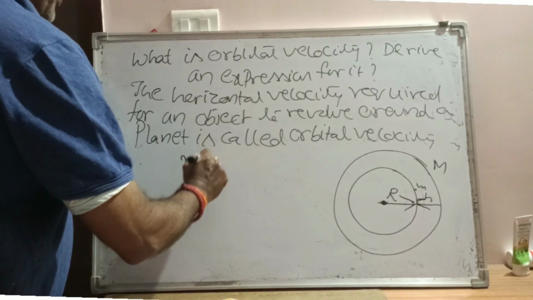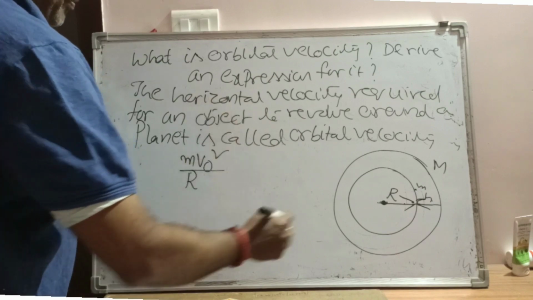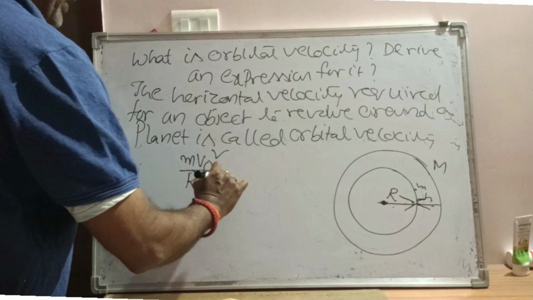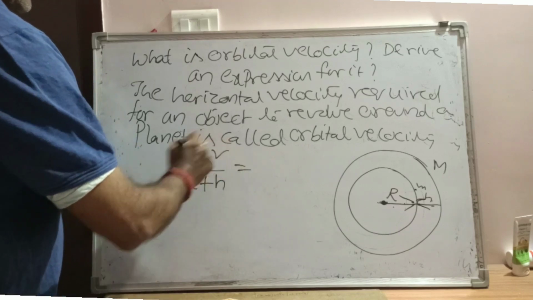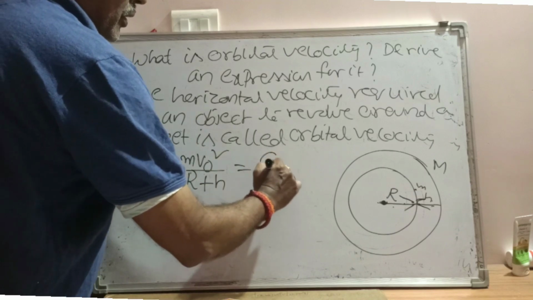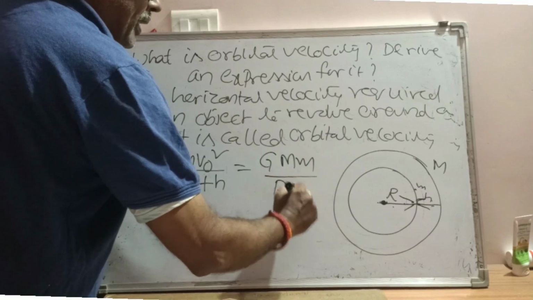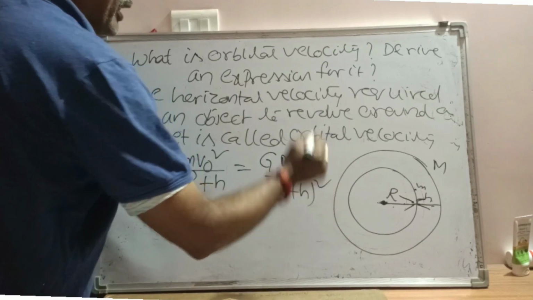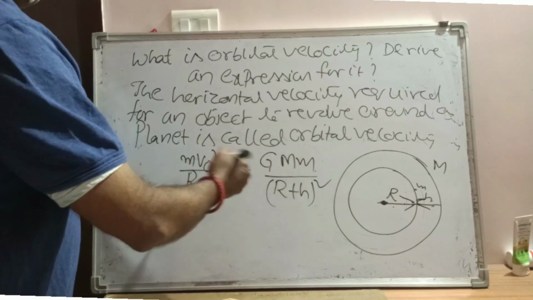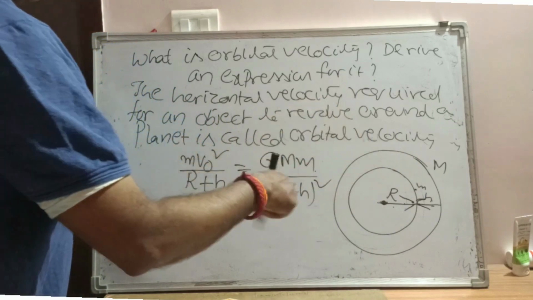Therefore, centrifugal force m v0 square by r plus h, where r plus h is the distance joining the center of mass to the planet. m v square by r is the formula for centrifugal force, equal to G M m by (r plus h) whole square. This is the formula of gravitational force. These two balance each other. Therefore, this object can revolve around the planet.